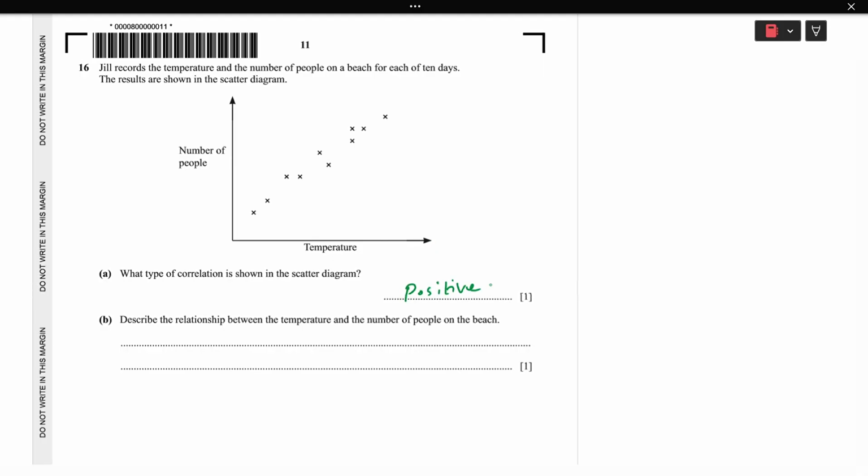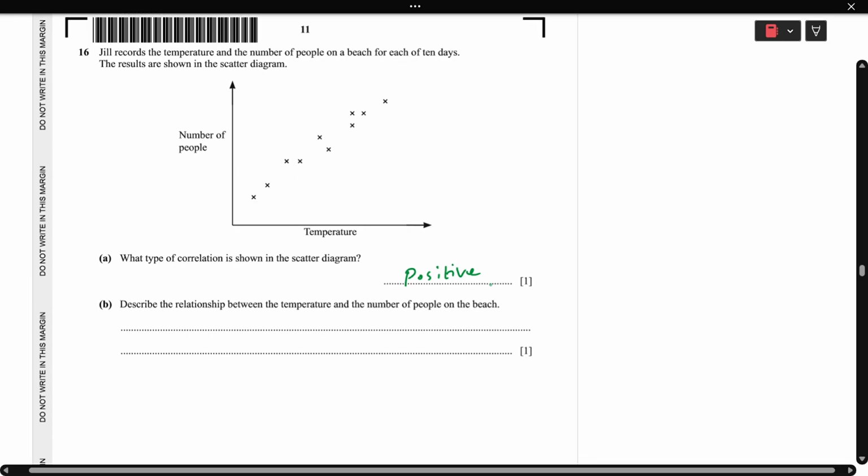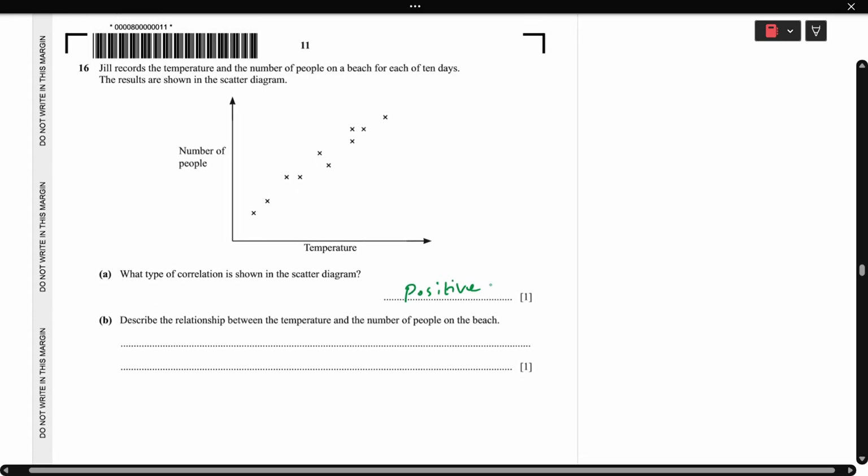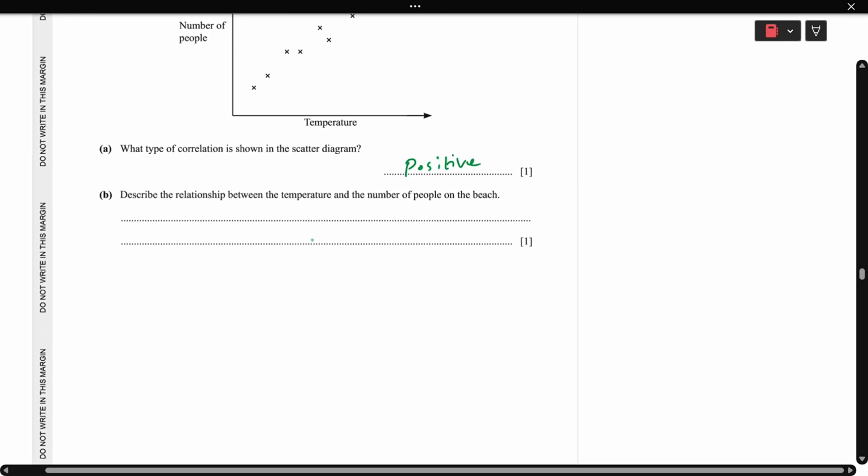Okay, so describe the relation between the temperature and the number of people on the beach. Yes, when the number of people increase, the temperature also increase. Just you need to write that.